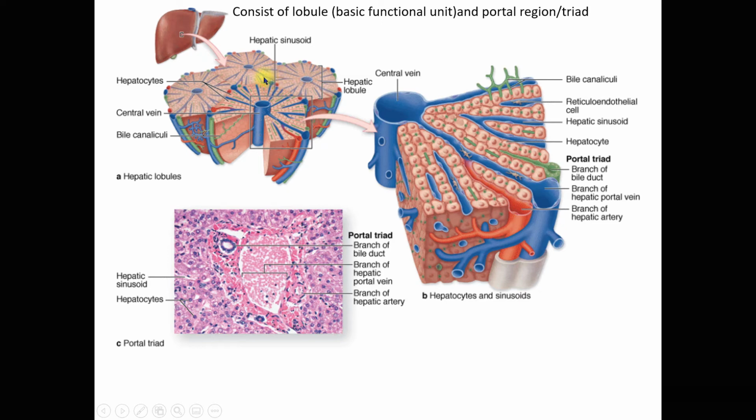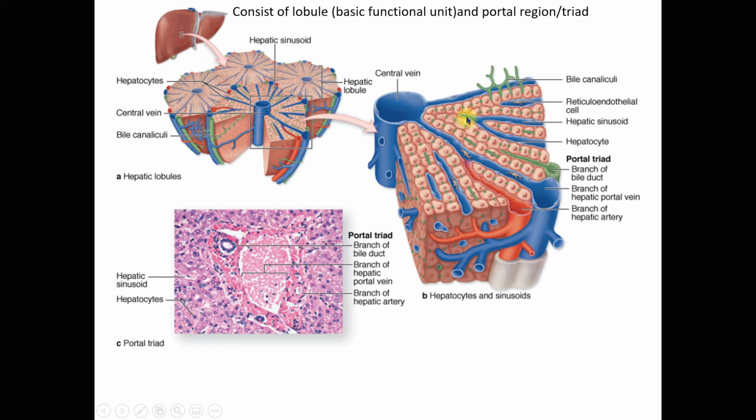You can see the portal region here, in here as well. All right. Now, a closer look at the lobule. So we have the central vein, then we have this bile canaliculi. You can see this bile canaliculi here, and then you can see these hepatocytes.